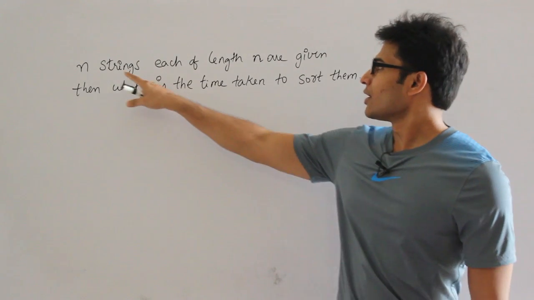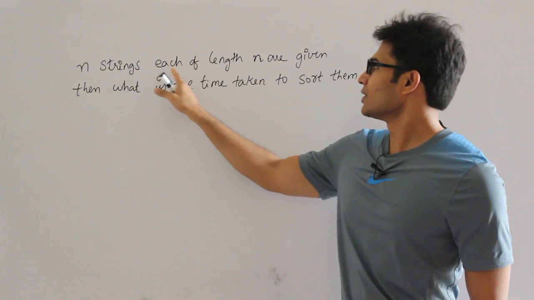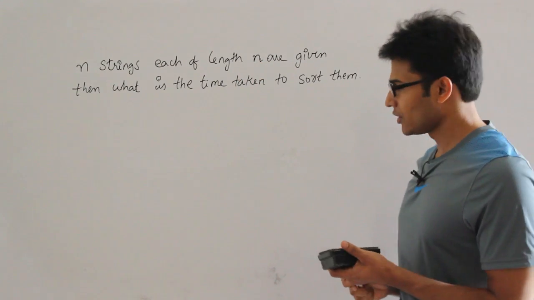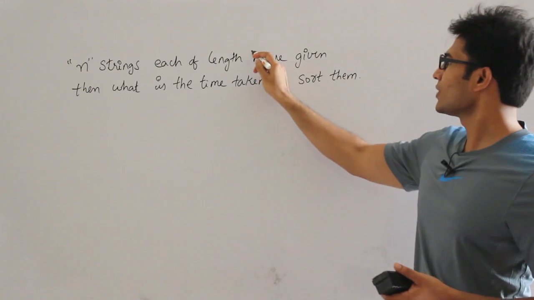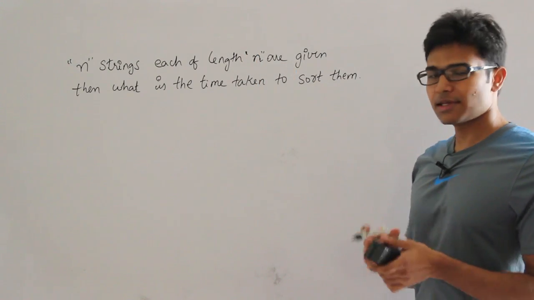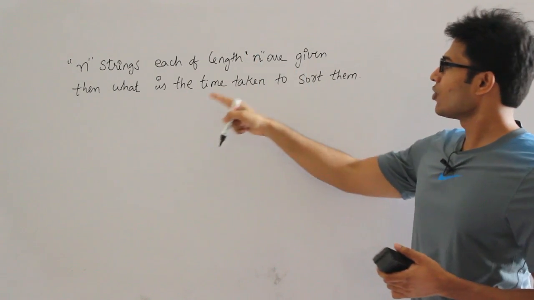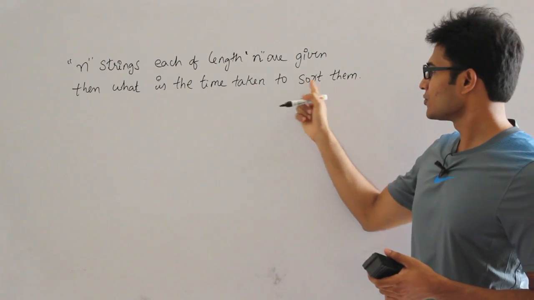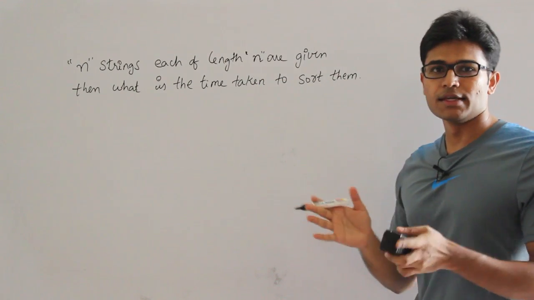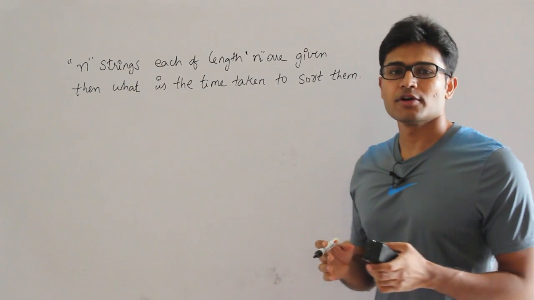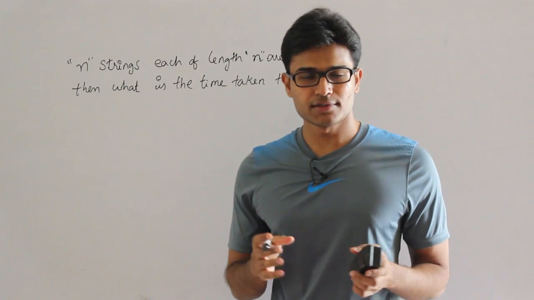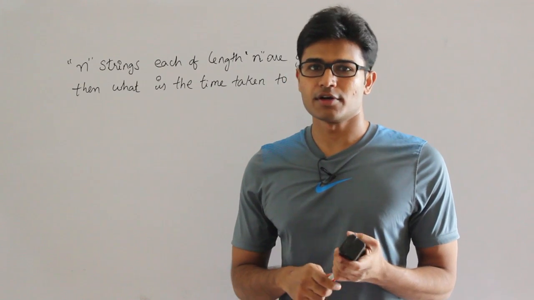Let us say there are n strings, each of length n. So the total number of strings is n, and each string is of length n, which means each string contains n characters. Then what is the time required to sort them into one list? Here, in order to sort the strings, we are going to follow lexicographical order.